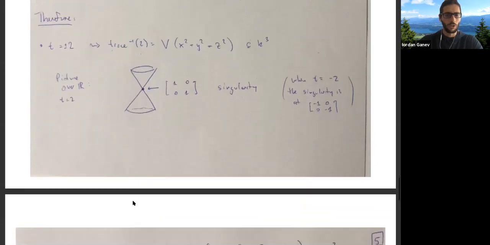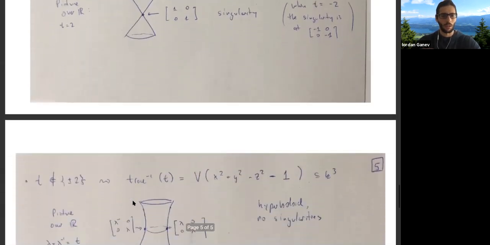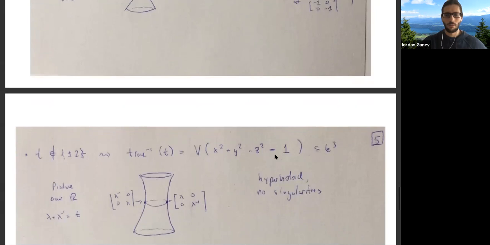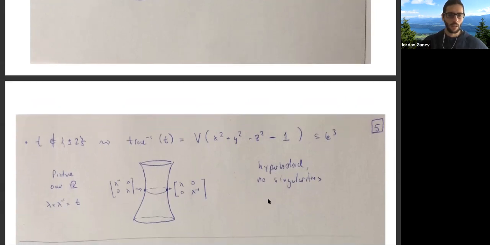What about when t is generic? In this case, generic will mean not equal to 2 or minus 2. So in that case, we can rescale. We can do another change of variables to make this constant term equal to 1. And then the picture that we get is a hyperboloid. We don't have any more singularities, and we have these 2 points, which are the 2 diagonal matrices, lambda, lambda inverse and lambda inverse, lambda. Yeah, so that's the picture over R.